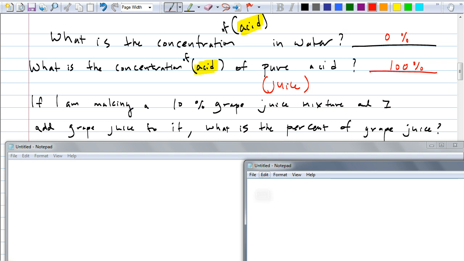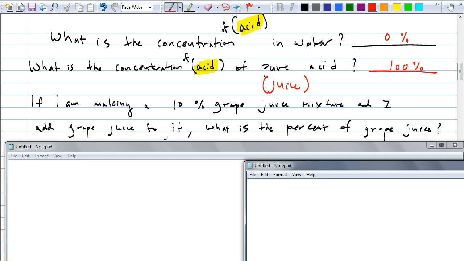What do you guys think? If I have 10% juice, and look, it says I'm adding grape juice. When I say grape juice by itself, what does it mean? It means 100%. So who thinks they know what to write? It's 10%. You think it's going to be 10%? So it'll still be 10%? So you have 10% grape juice. You're adding 100% grape juice into this. Will this juice still remain 10%?